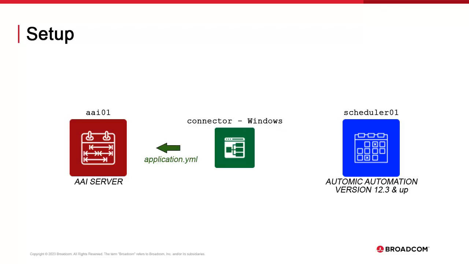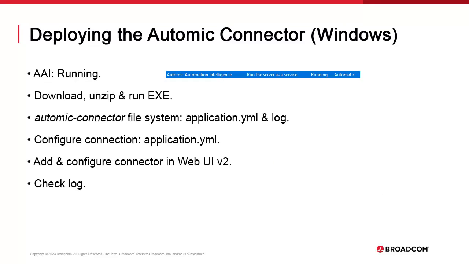Once installed, we have to configure the connection to the AAI system in a file called application.yaml. We'll check the log to establish that the connector framework is talking to the AAI server. Then we'll head to the AAI web UI and set up our connection to the Automic Automation server. AAI acquires the data using the REST API. Let's run through the procedure.